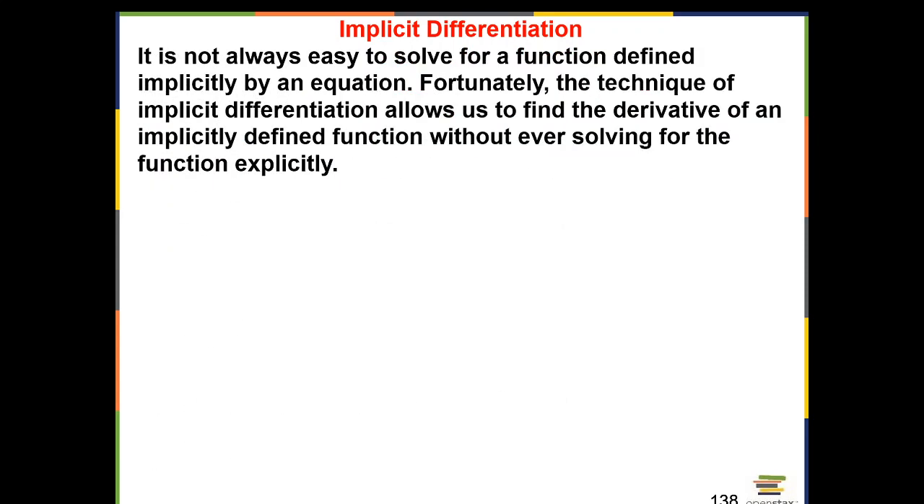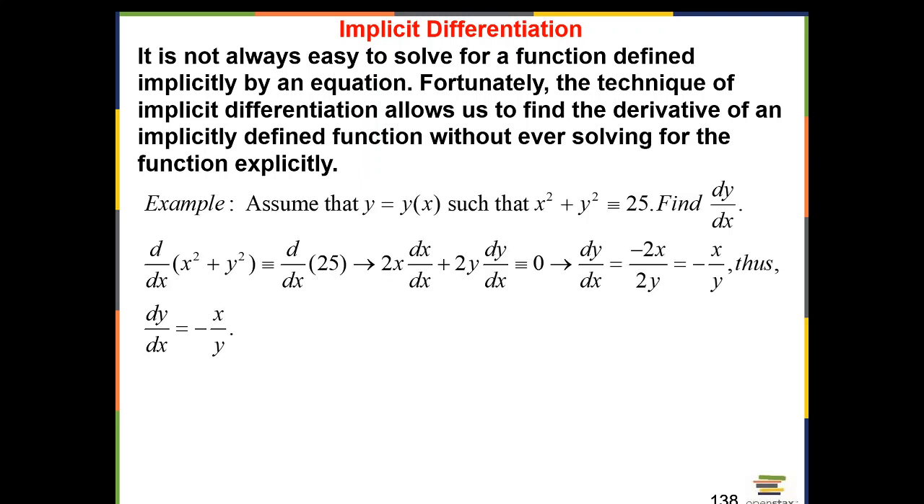So if it is not always easy to solve for a function defined implicitly by an equation, fortunately the technique of implicit differentiation allows us to find the derivative even though we have the implicit form. So if we want to take the derivative of x squared plus y squared equals 25, first of all, what do we mean when we say take the derivative of both sides? We mean take the derivative with respect to x, right here.